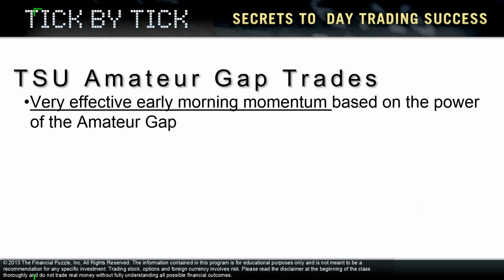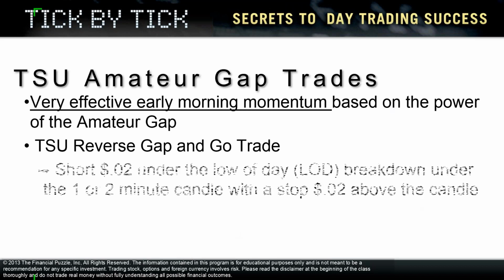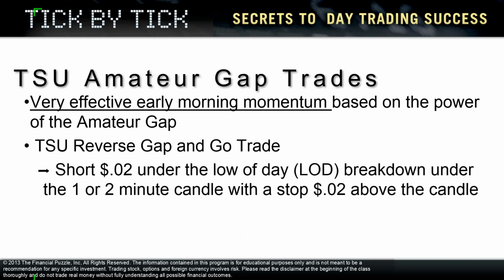Very effective early morning momentum based on the power of the amateur gap. So these are trades that we're going to play in the opposite direction of the gap. So we're not going to play long in a gap up. We're going to go the other way. And guess what? The setups are exactly the same. They're just opposite. Reverse gap and go trade. Short 2 cents under the low of the first candle, 1 or 2 minute candle, and then you put a stop right above that.